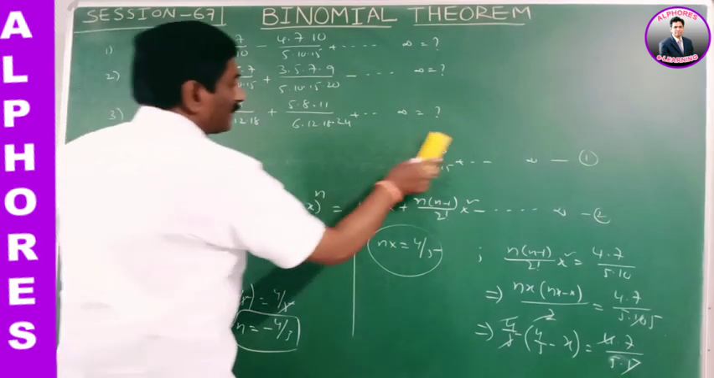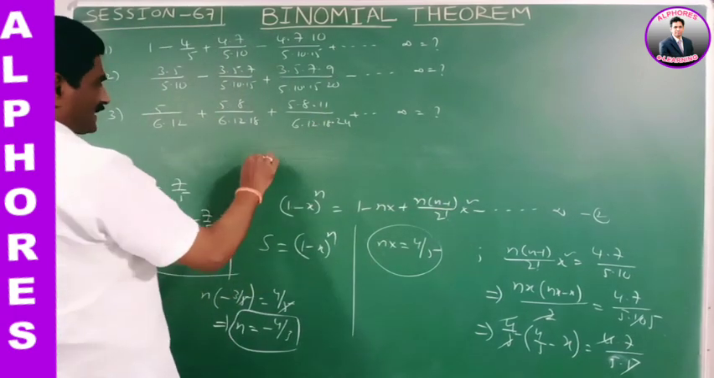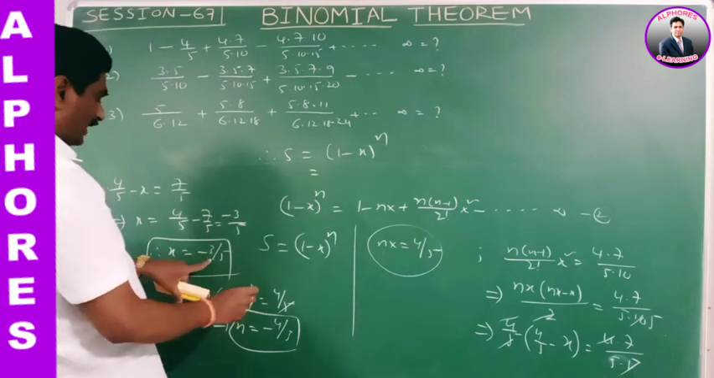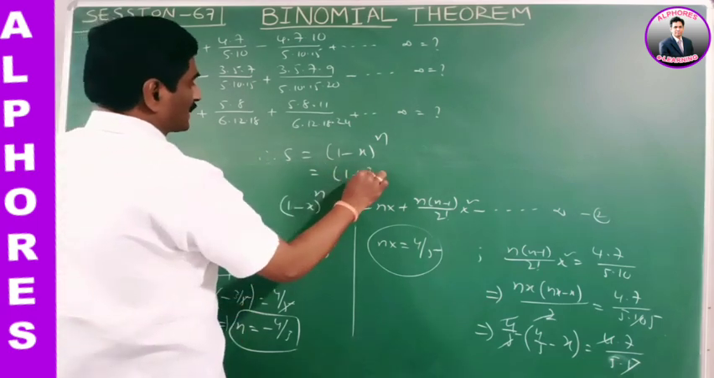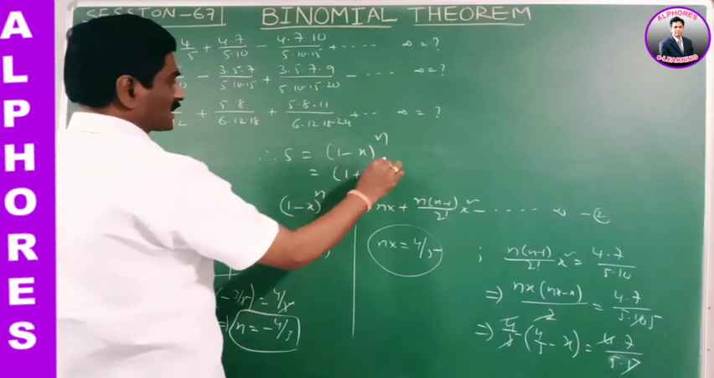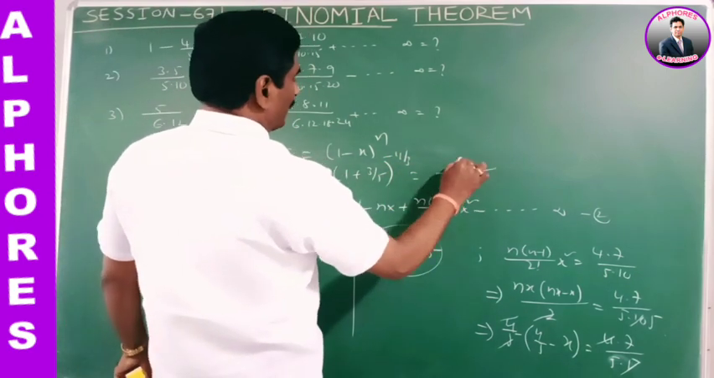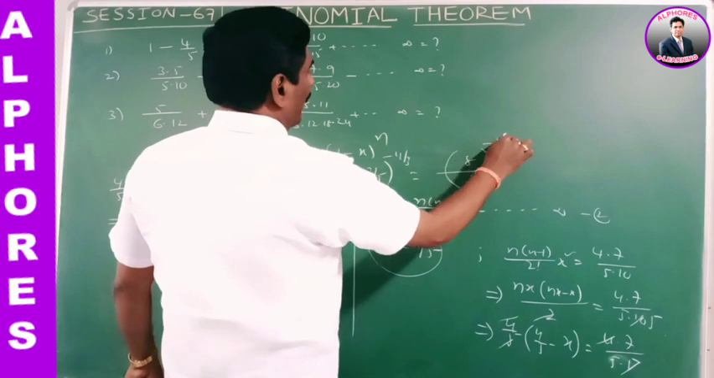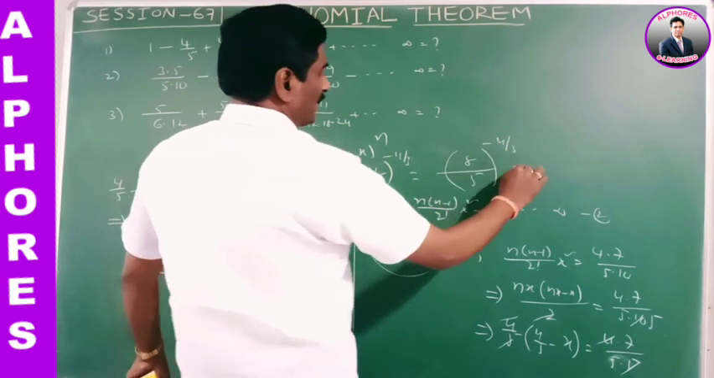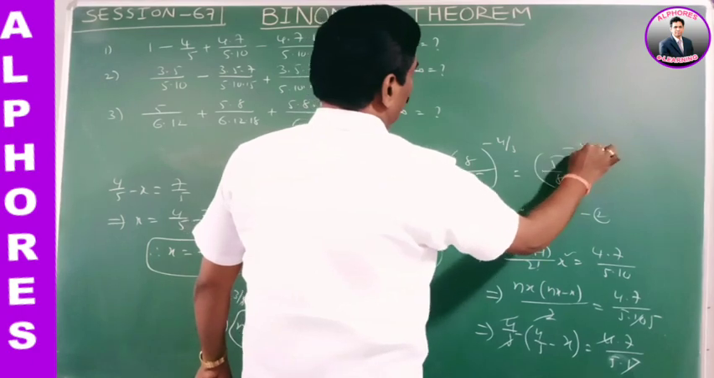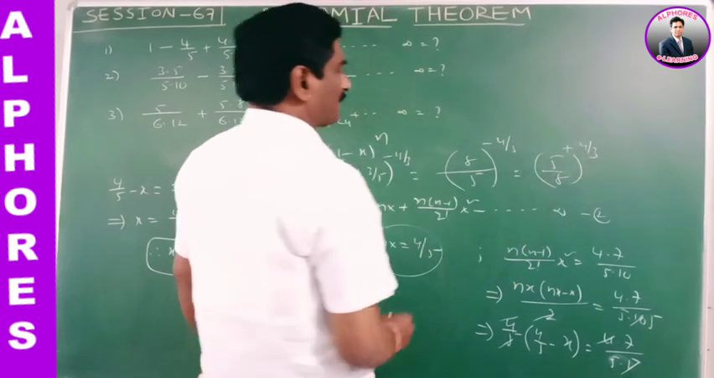Therefore, finally, s is equal to (1 minus x) whole power n. What is the value of x? Minus 3 by 5. So (1 plus 3 by 5) whole power n, where n is minus 4 by 3. That is equal to, LCM is 5, (8 by 5) whole power minus 4 by 3. That is equal to (5 by 8) whole power 4 by 3.